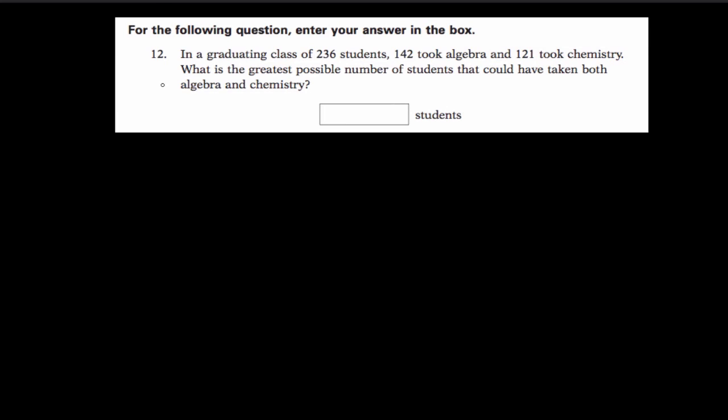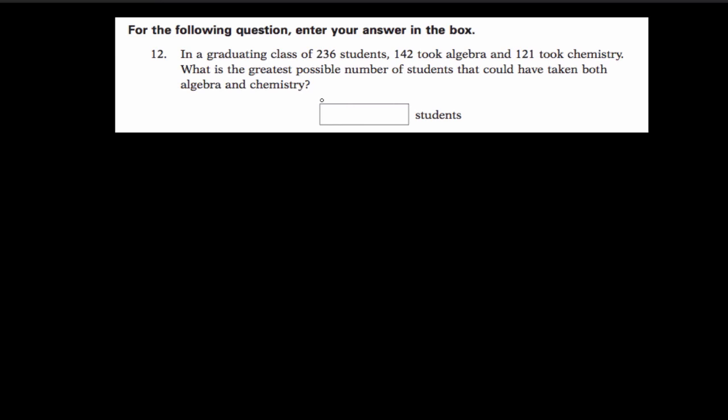Hello, so this is question 12 of the revised GRE general test. The question here is a set problem. It says in a graduating class of 236 students, 142 took algebra, 121 took chemistry. Then you're told to find the greatest possible number of students that would have taken both algebra and chemistry.